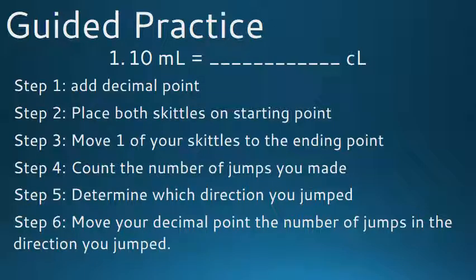So now I want you to try it with our guided practice. So if we have 10 milliliters, we want to convert that to centiliters. So we're going to add the decimal point. Put our decimal point in there. It's not written in, so we're going to write it in. And then we're going to place both of our Skittles on our starting point, which is the M. King Henry died drinking chocolate milk, so that's the last one.